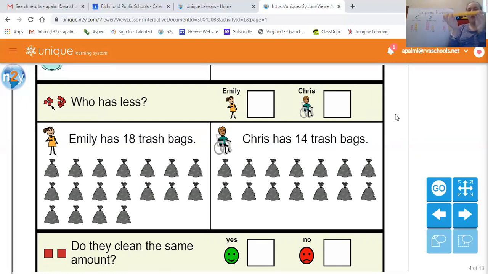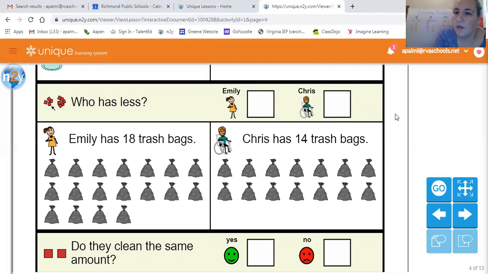So Chris had 14. He has our yellow blocks. He has 14 trash bags. So our question is, who had less trash bags? Remember, less is just a fancy way of saying the smaller number. Who had the smaller number? So I am going to line up my towers so that they are at the same spot on the end. And I want to look and see which one is shorter, which one is smaller, okay? Which one is smaller? Yeah, our yellow tower of blocks is smaller.